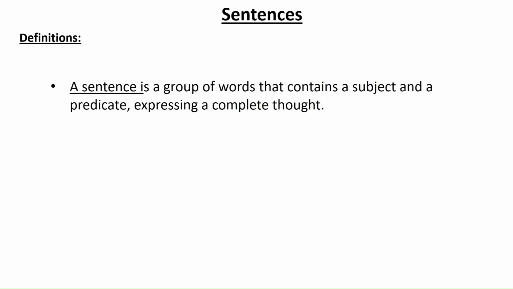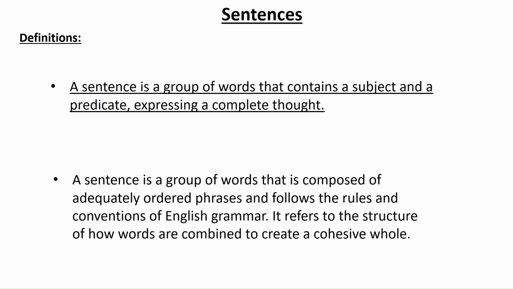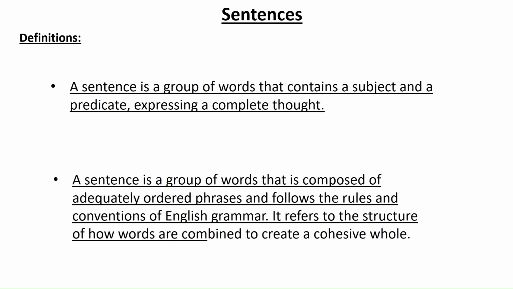To define sentences, we will mention here two formal definitions. Definition number one: a sentence is a group of words that contains a subject and a predicate, and this group of words must express a complete thought. Definition number two: a sentence is a group of words composed of adequately ordered phrases that follows the rules and conventions of English grammar. It refers to the structure of how words are combined together to create a cohesive whole.